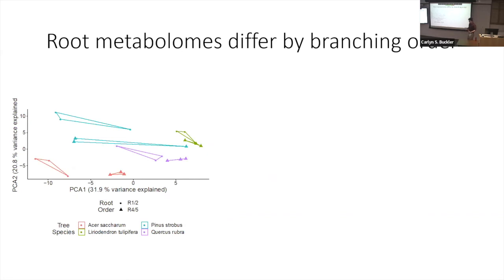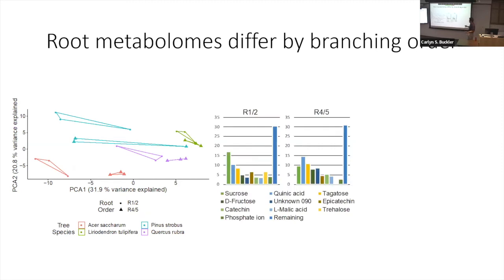For the root metabolome, so the resources available here, this is again another ordination. In this case, the shapes are different root orders. We saw significant differences in the root metabolomes for the absorptive and transportive fine roots. So the resources available at these different fine roots are different from each other. A lot of these differences were primarily driven by sugars, which is one of our hypotheses. So things like sucrose, tagatose down here, fructose, things like that. So the flux between those was driving a lot of the differences between these different root orders.